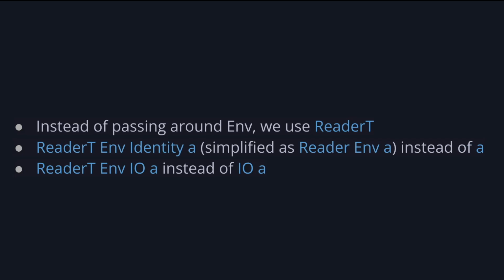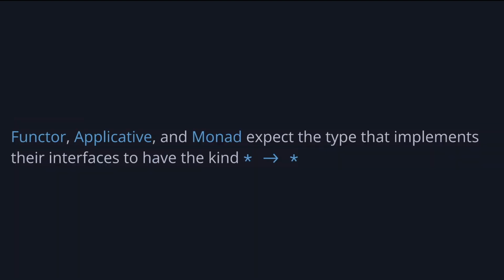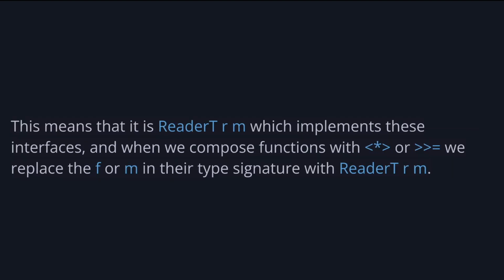For our case, this means that instead of passing around env, we can instead convert our functions to use ReaderT. Those that are uneffectful and don't use IO can return ReaderT with Identity instead of just a, or the simplified version, which is Reader Env a. And those that are effectful can return ReaderT with IO instead of IO of a. Note, as we've said before, Functor, Applicative, and Monad all expect the type that implements their interfaces to have the kind type to type. This means that it's ReaderT r m which implements these interfaces.